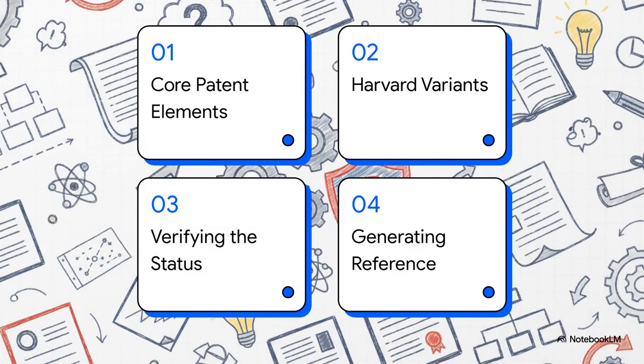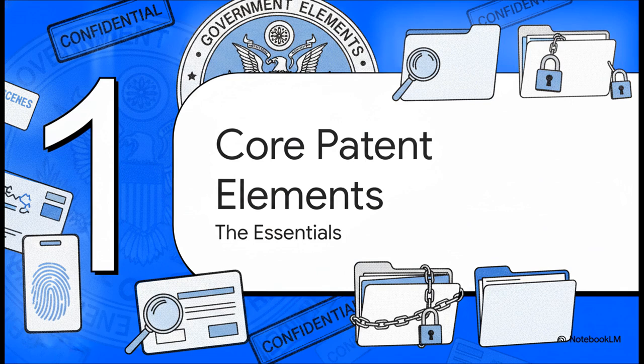Here's our roadmap for today. We've got 4 quick steps. 1. The core patent elements. 2. Handling Harvard variants. 3. Verifying the patent status. And finally, 4. Generating the final reference. Let's get right to it. Starting with Section 1, the core patent elements.